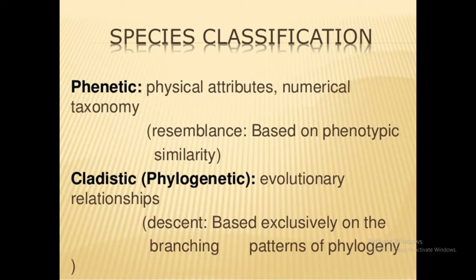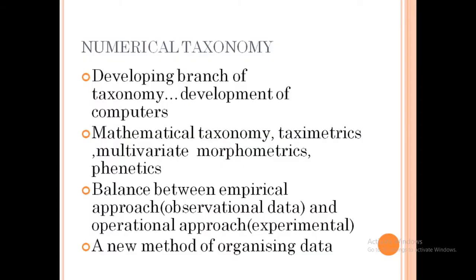Here, evolutionary relationship is considered, so mainly based on evolutionary relationship. The pattern of phylogeny: here we have to imagine an ancestor and how the modern system evolved from it. So, the phylogenetic relationship is considered in the second category, that is cladistic. We can discuss both in detail. First one is numerical taxonomy.